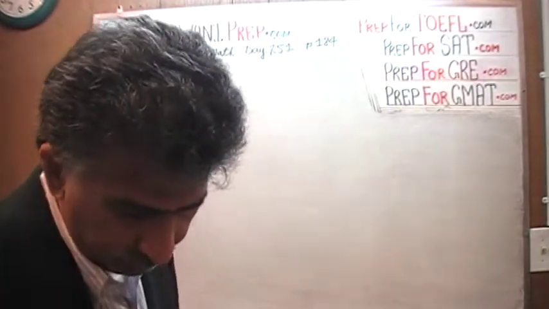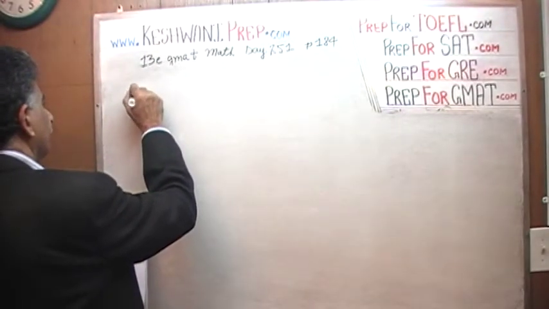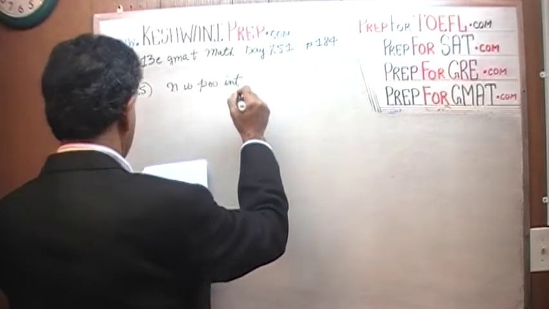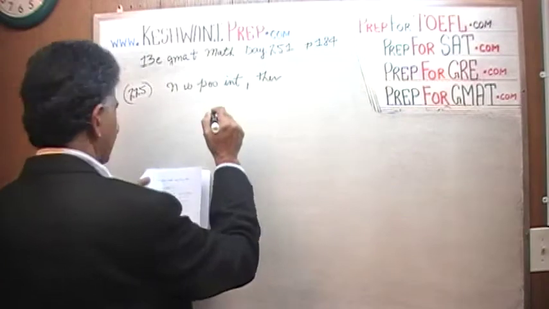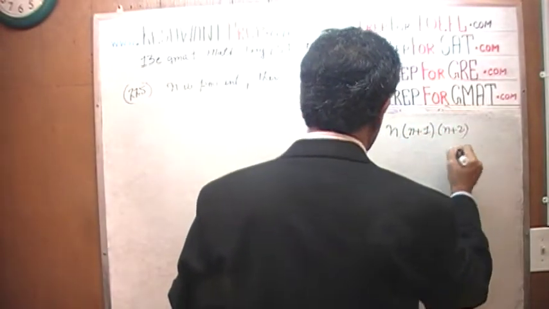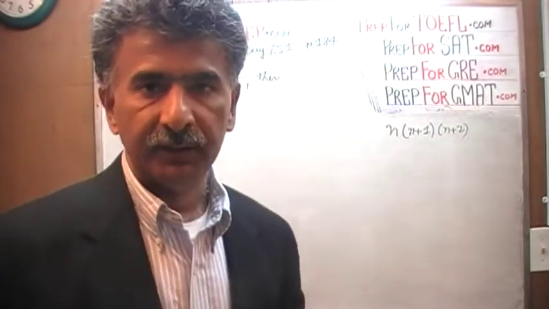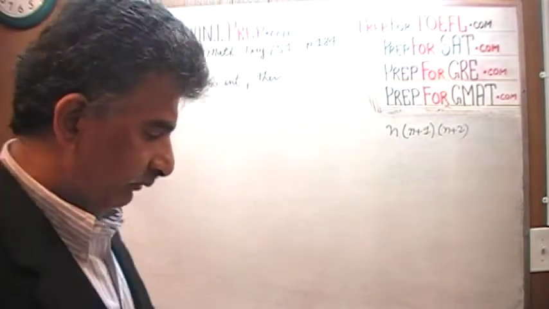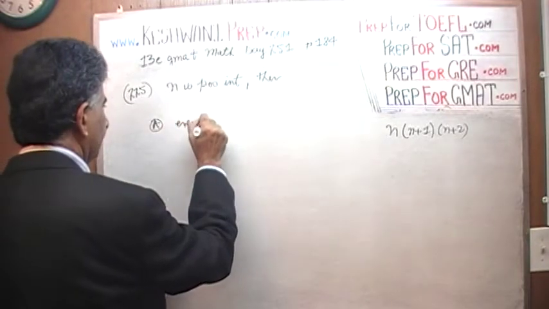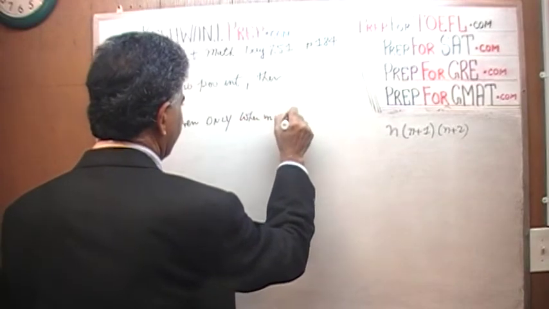It says, if n is a positive integer, then this quantity here, n times (n plus 1) times (n plus 2), is which of the following five that applies to it. Let's take a look at the first one. A says that this quantity is even only when n is even.